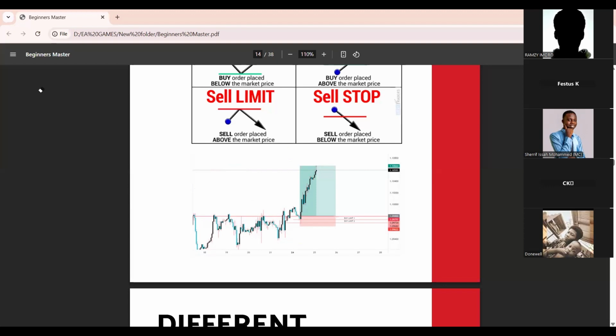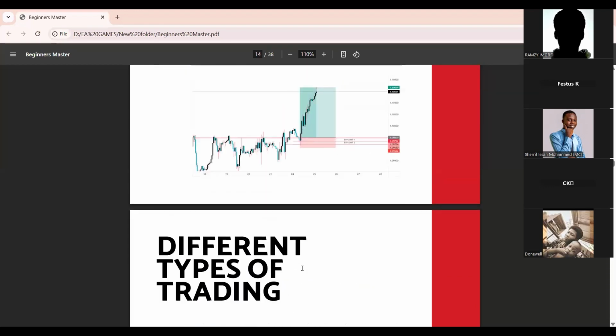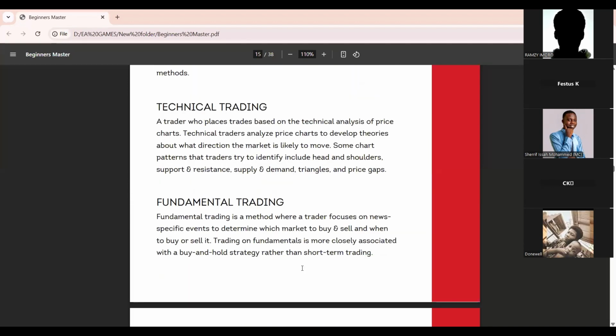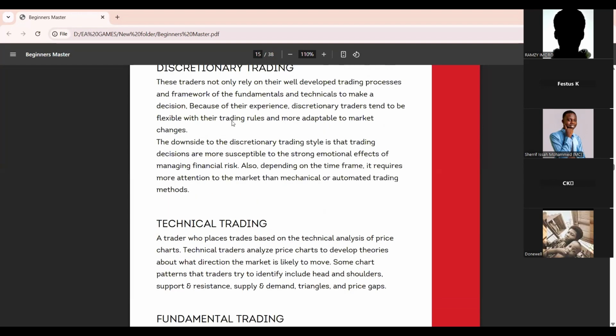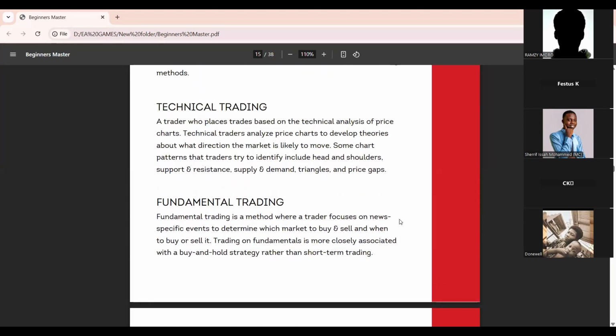All right, let's move. We don't have a lot of time. So yeah, we also have the different types of trading. This actually needs a slightly long explanation. I don't want to talk about the first one, but for now, let's talk about the second one and the third one.